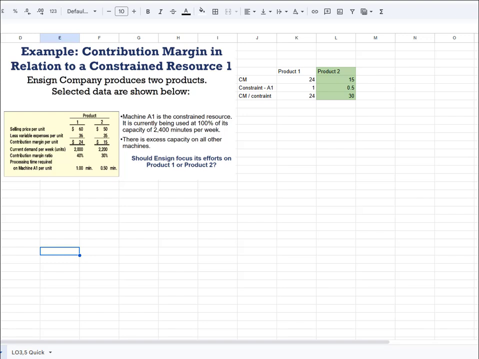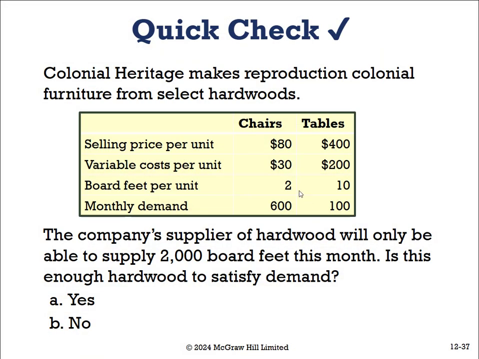All right, let's go back to the slides and go for our next example. This is our quick check. Feel free to take a screenshot, pause the video, answer yes or no, and then come back and we will answer this together.